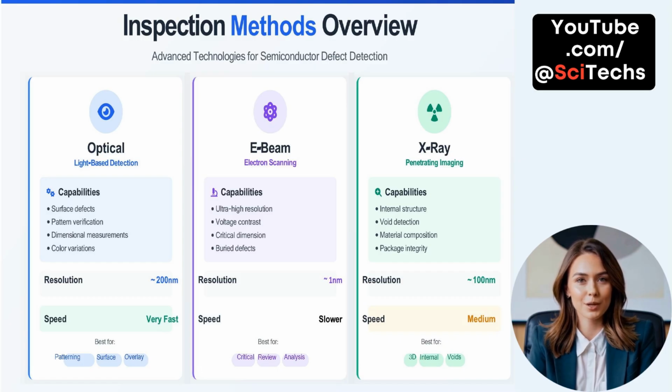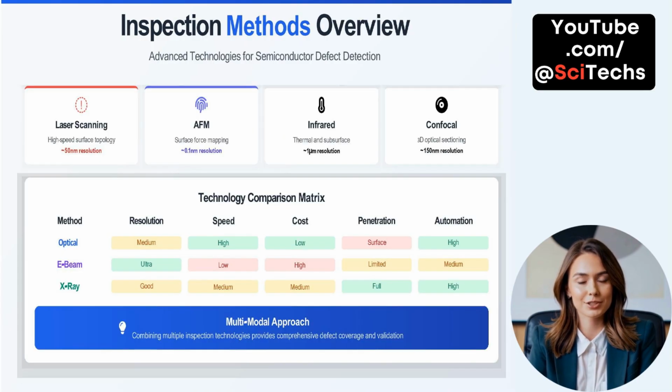With resolution around 100 nanometers and moderate speed, X-ray is well suited for 3D analysis, void detection, and inspecting internal structures. Together, these methods form a comprehensive toolkit for identifying defects across different process stages and material layers. Inspection Methods Overview, Part 2. Additional advanced inspection methods provide greater flexibility in semiconductor defect detection.